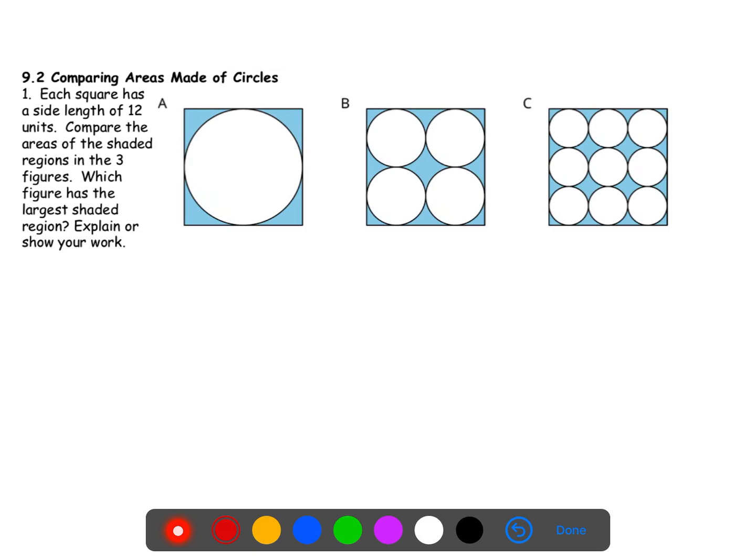So, first it tells us that each of these squares is 12 by 12. That means that they're starting off with the same area. And that would be a good thing to identify here first. So the area of the square, which has all four of the same side lengths, when we multiply the two dimensions of the square, 12 times 12, then we get an area for the whole square that is 144 square units.